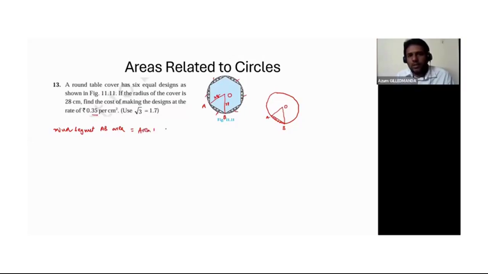Now, the minor segment AB area is the area of sector OAB, right, minus the area of triangle OAB. You agree? That's what we learned, right? The sector area minus this triangle area. So what is the area of the sector? Theta by 360 into pi r square. That's the sector area minus the area of the triangle. First, let's see what the angle is. We need the angle, right? So how many such divisions are possible here?